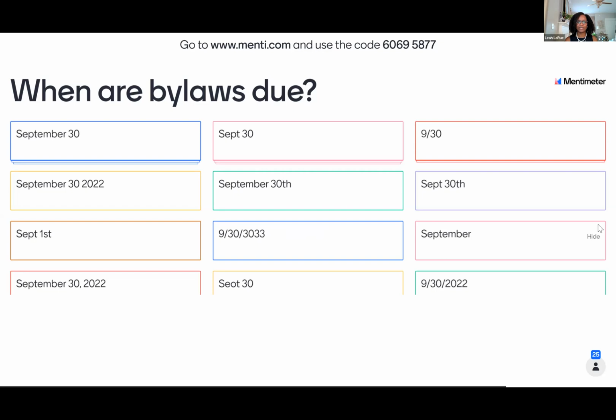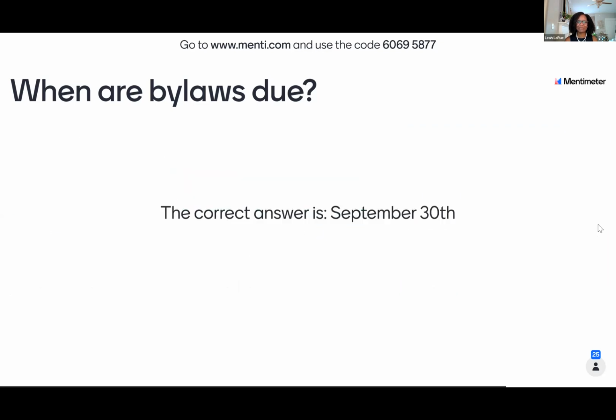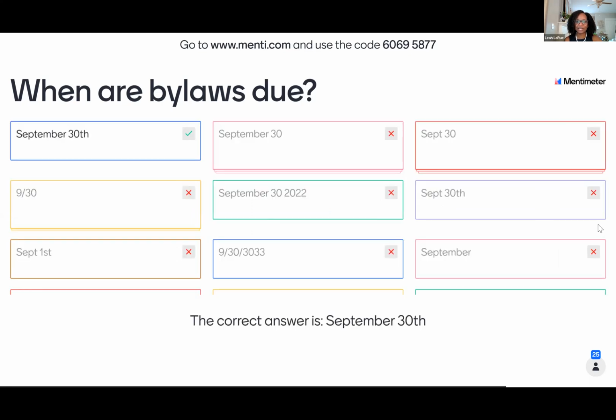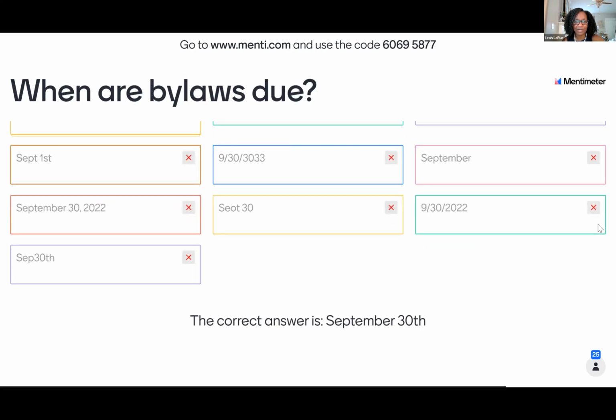All right. Looks like, oh, I see a September 1st. Somebody said September 1st, but that's okay. Mostly everyone else said September 30th, which is great. The correct answer is September 30th. Awesome. Sweet.